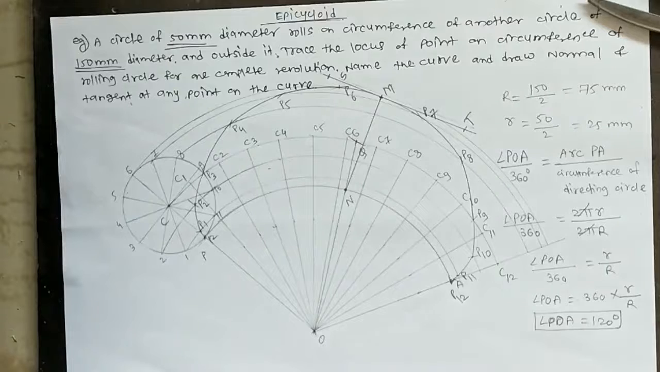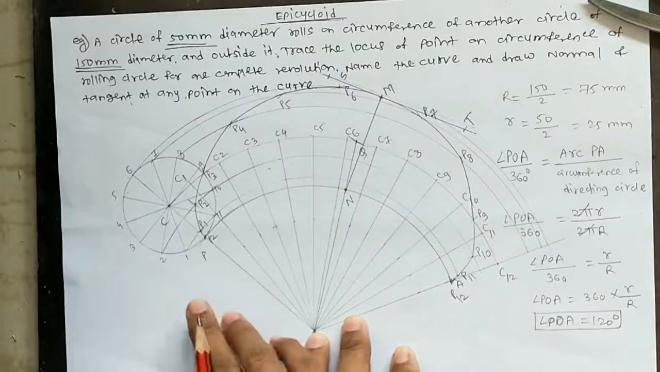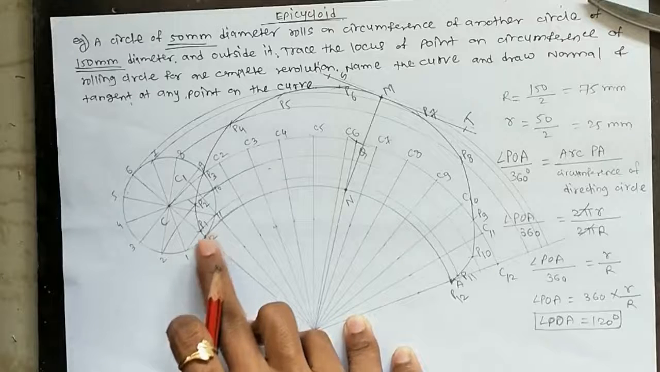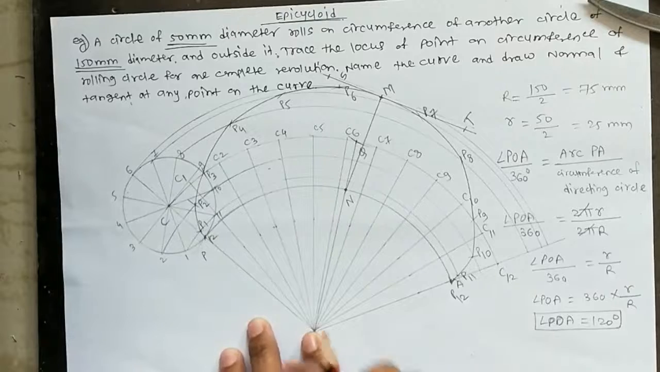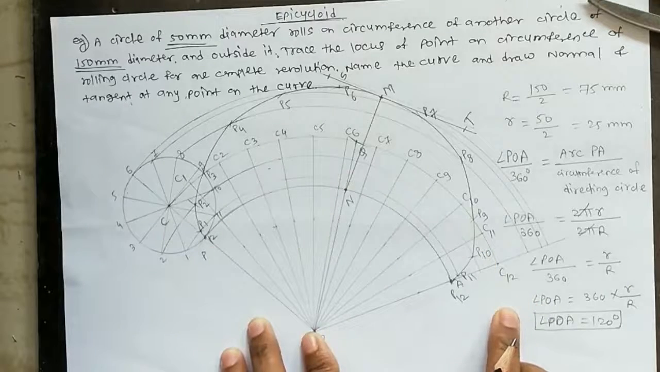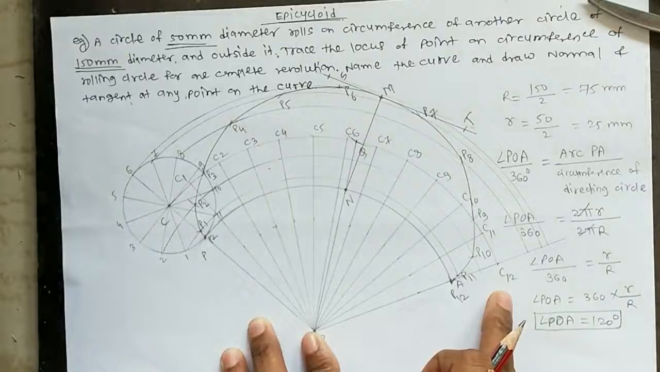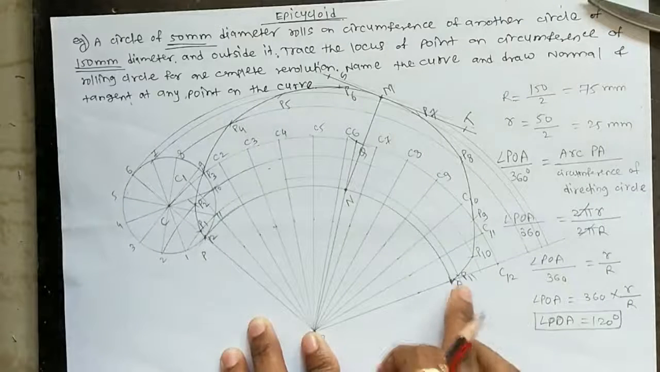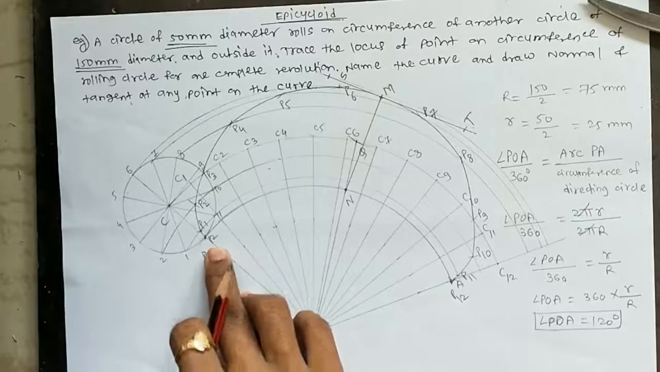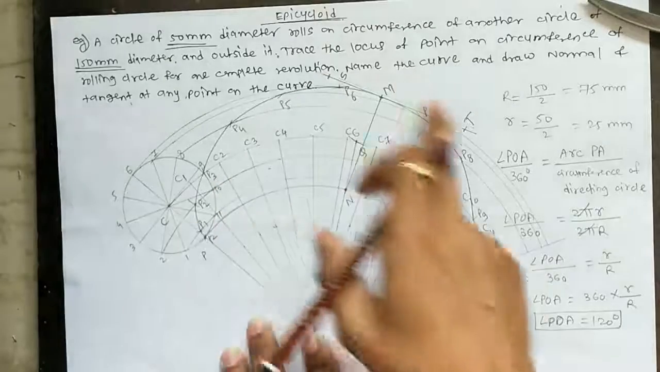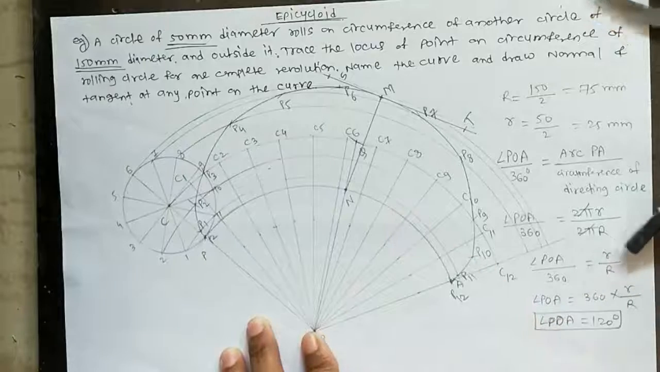Now I will explain the definition of epicycloid. So epicycloid is a locus of a point on the circumference of rolling circle, that is point P, which rolls without slipping outside another circle, that is directing circle. So point P rolls without slipping outside the directing circle. It is called as epicycloid.